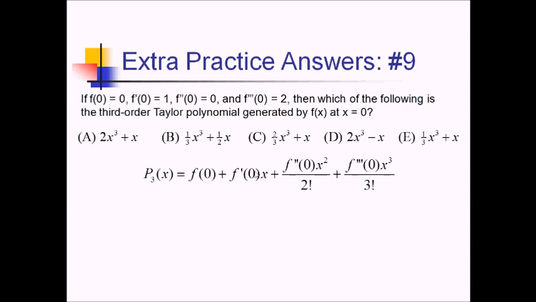So now going through, because they gave us all the information we needed, we had f of 0, which they told us was 0, so I'm not going to write that. F prime of 0 x, well that's just 1 times x. F double prime of 0 x squared over 2 factorial, well they said f double prime was 0, so I'm not going to bother writing that quadratic term. And finally, f triple prime of 0 is 2, so we have 2 over 3 factorial, which is really just 2 over 6, or 1/3, and then we have an x cubed there. So that's going to match with answer choice E.